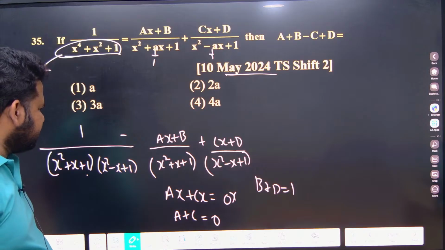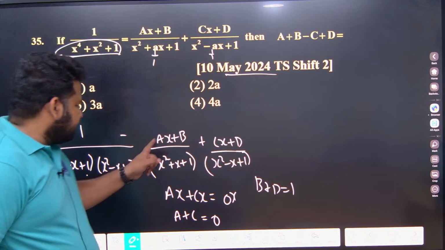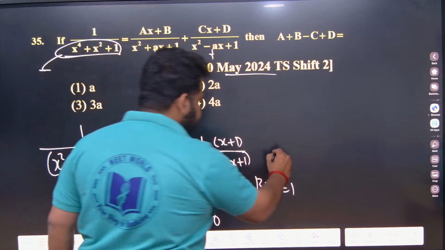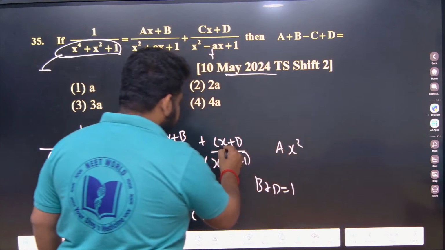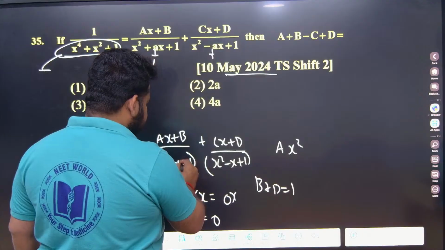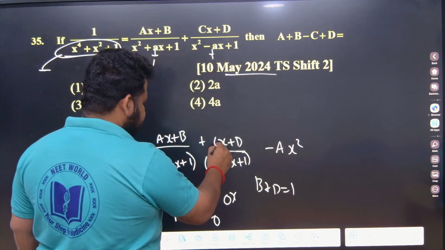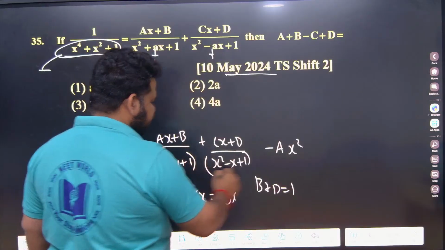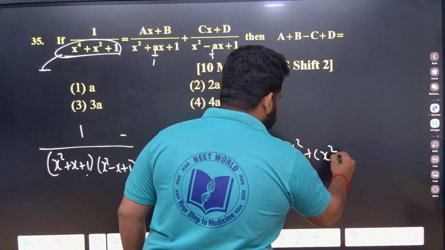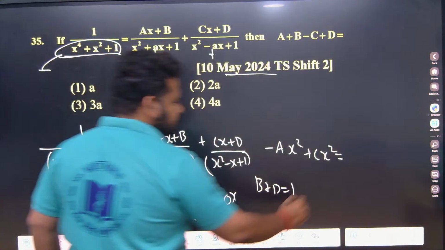Ax square minus cx square. So we will take ax into x, which is what? Ax square. Cx into x is what? See, ax into x is what? Minus ax square, here minus is there. Cx into x is what? Cx square plus cx square. Is there any x square term here? There is no x square term, that means this is 0 x square.